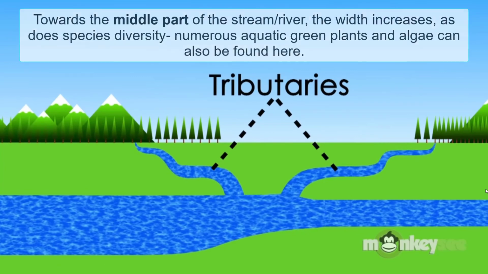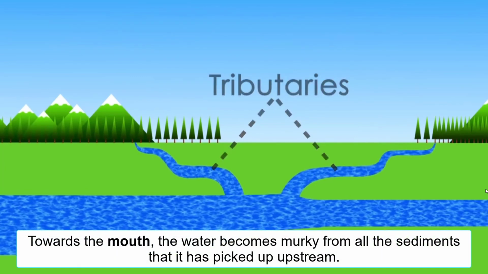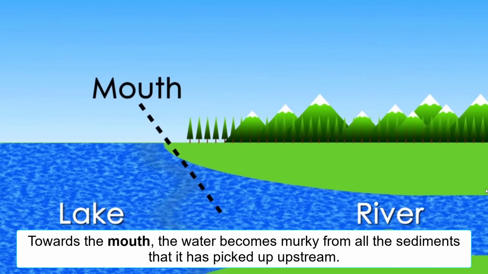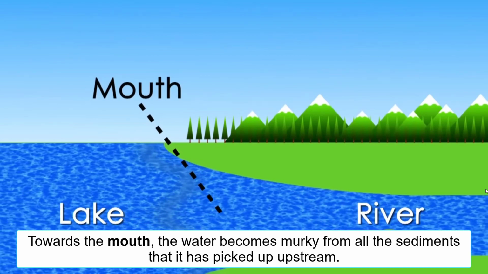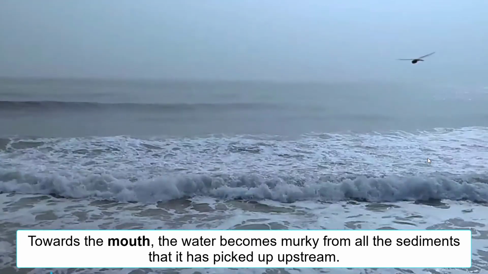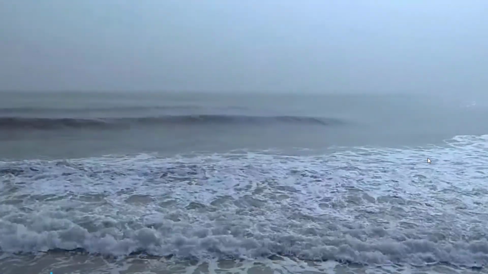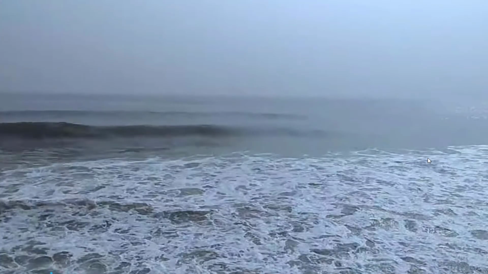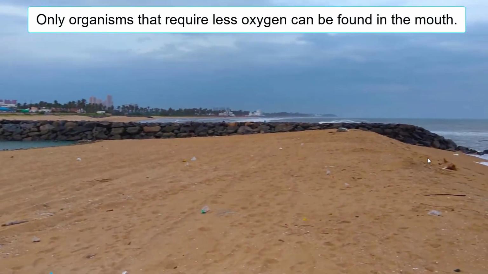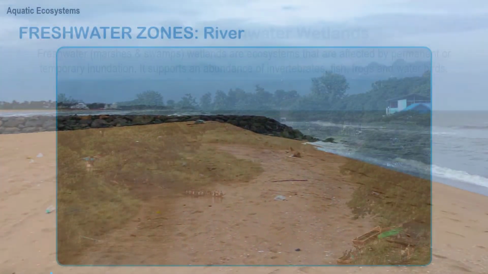However, towards the mouth of the river or stream, the water becomes murky from all the sediments that it has picked up upstream. This decreases the amount of light that can penetrate through the water. Now, since there is less light, there is less diversity of flora, and because of the lower oxygen levels, only organisms that require less oxygen can be found here.